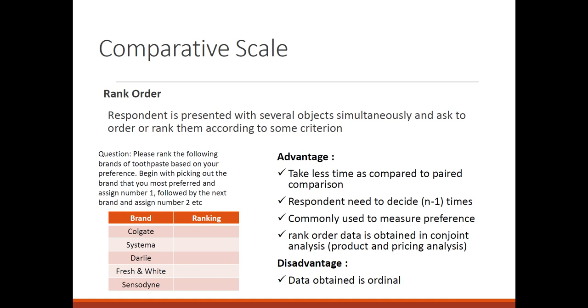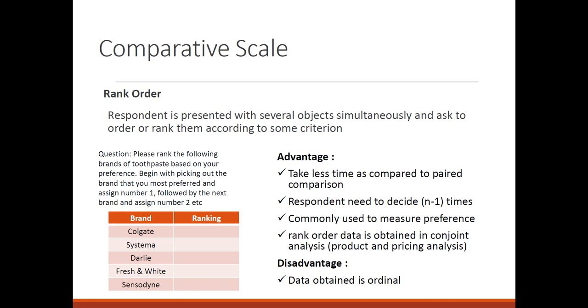Okay, commonly used to measure preference. Rank order data is obtained in conjoint analysis, usually in product and pricing analysis. So they do this in marketing, because they use this a lot in their marketing strategy, in how they are going to promote their product. So this is very popular in marketing, especially for product and pricing analysis.